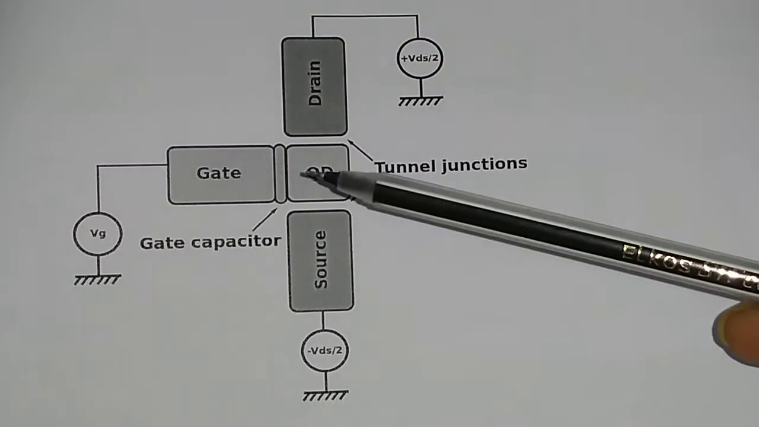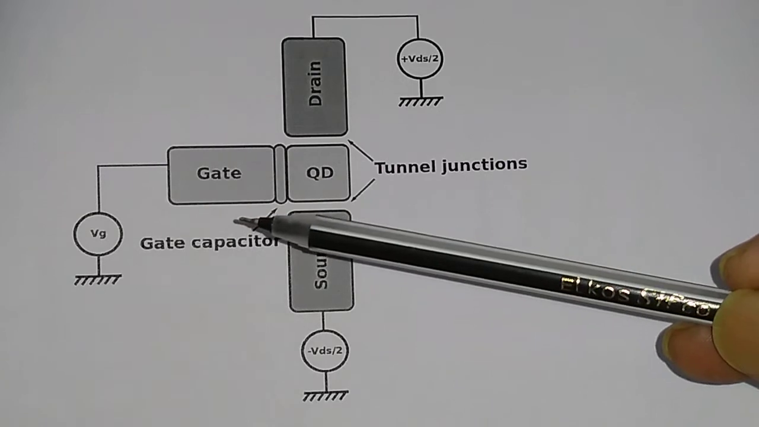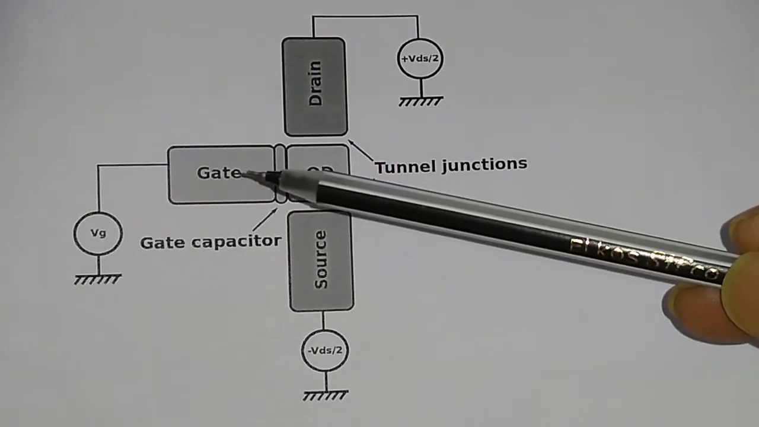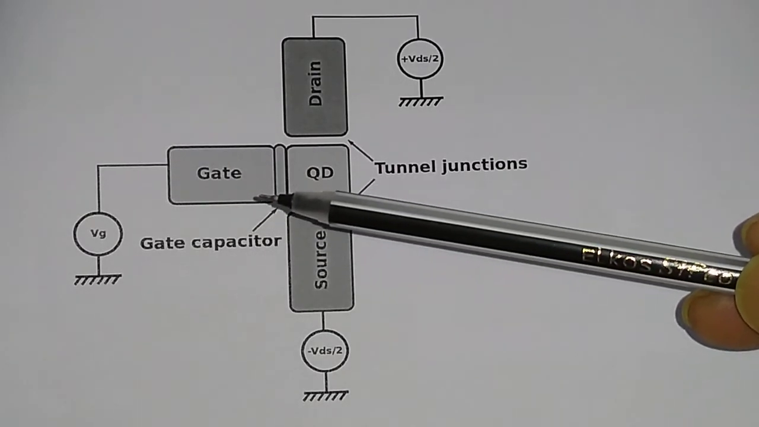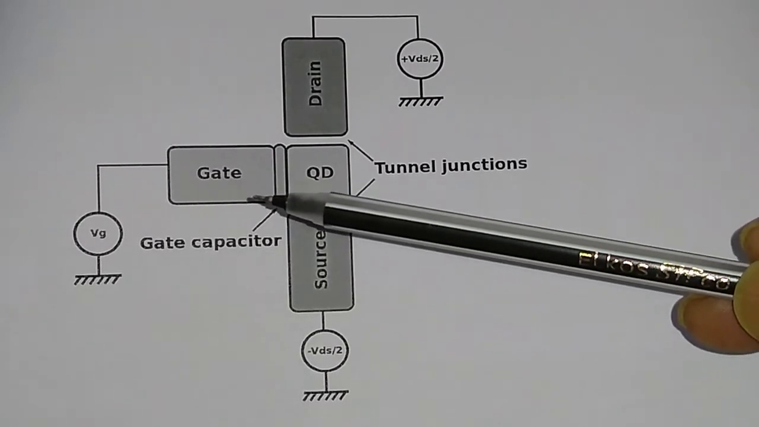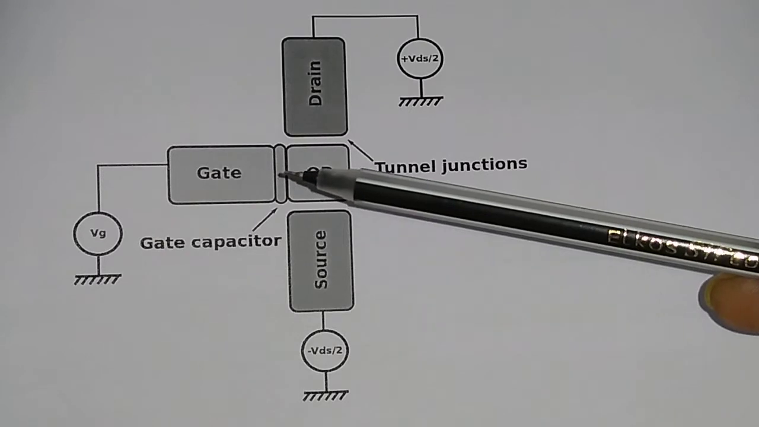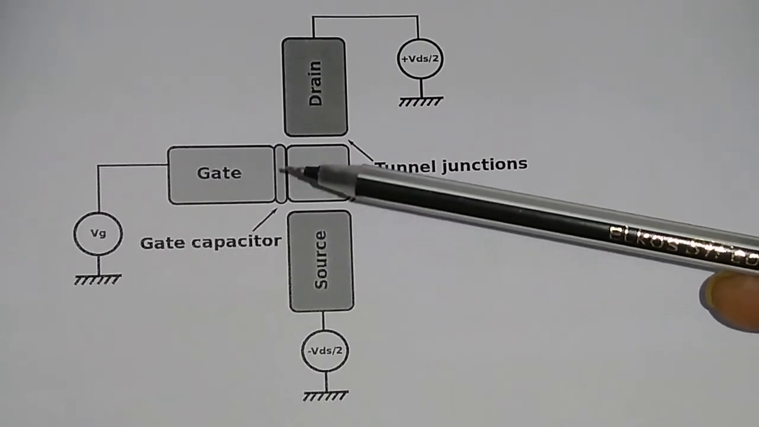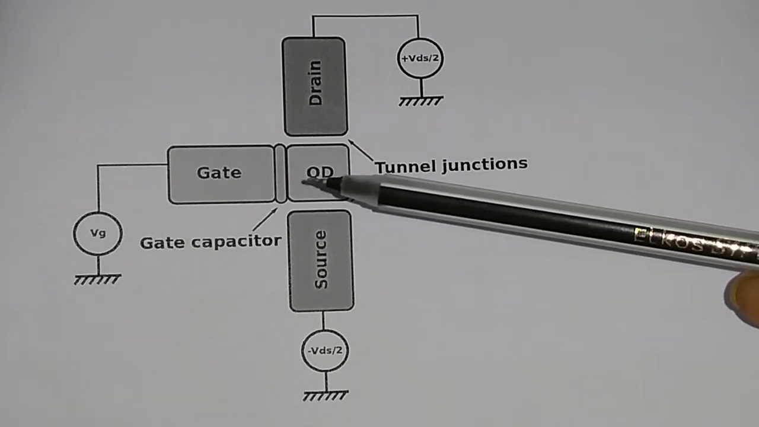You see, you have a third electrode. Here the gate is the third electrode, and the electrical potential of the island can be tuned by this third electrode, known as the gate, which is capacitively coupled to the island. This is a capacitor. So through a capacitor, this gate is coupled to this island.